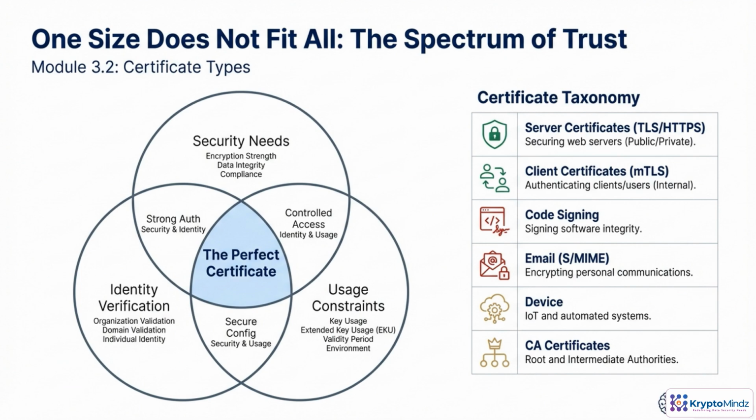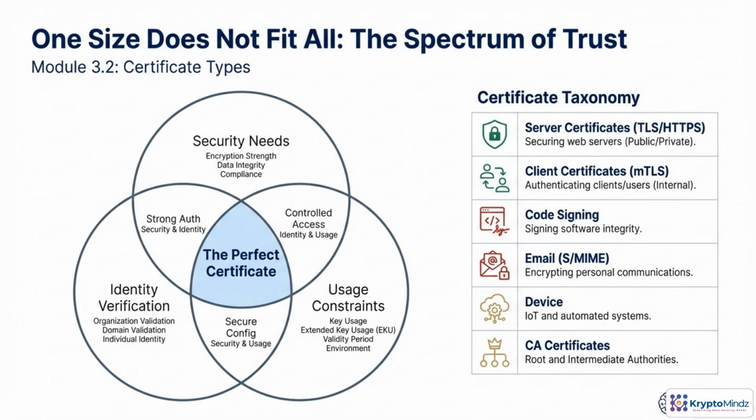Every certificate is a trade-off between three big dimensions: how strong the security needs to be, what identity you're trying to verify, and how that certificate will actually be used. Security needs cover encryption strength, integrity, and any compliance or regulatory requirements. Identity verification is about how much assurance you need that a person, device, or organization is who they claim to be. Usage is where constraints come in. Which operations are allowed, in which environments, and for how long.